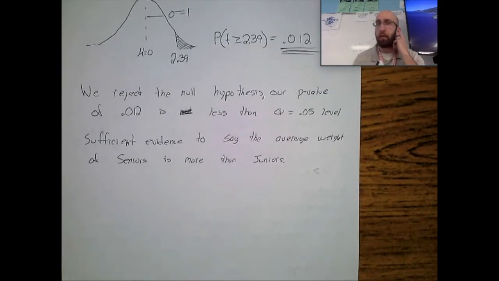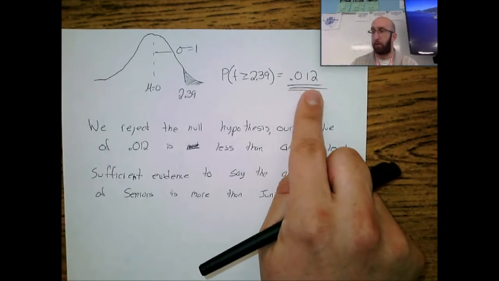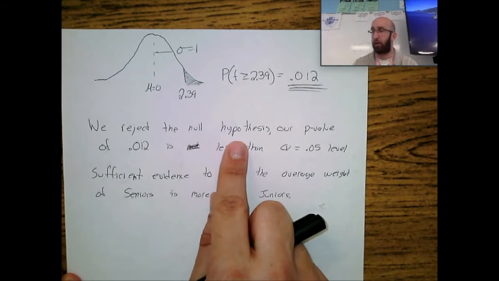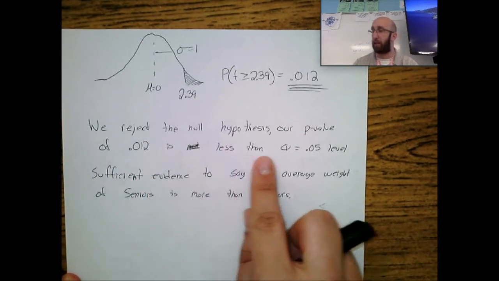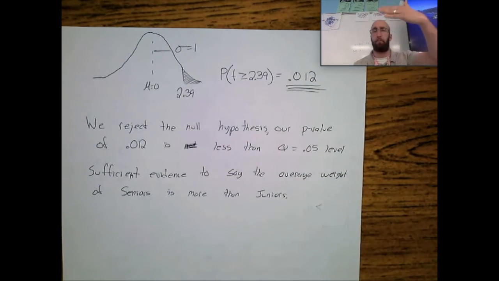So I got a p-value of 0.012. Our alpha, our significance level, was 5%. So anything less than 5%, we're going to reject. Anything bigger than 5%, you would fail to reject. So with a p-value of 0.012 and my alpha of 0.05, we reject the null hypothesis. Our p-value of 0.012 is less than our alpha equals 0.05 level. So since we're below that 5% threshold, we are going to reject.